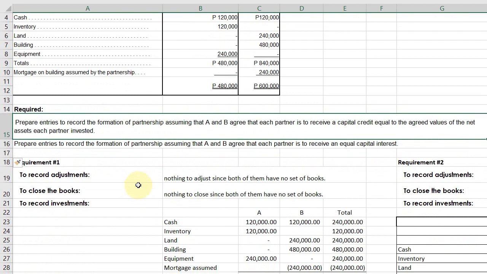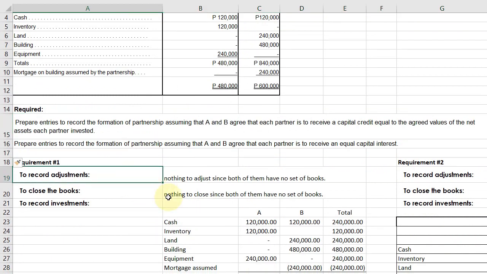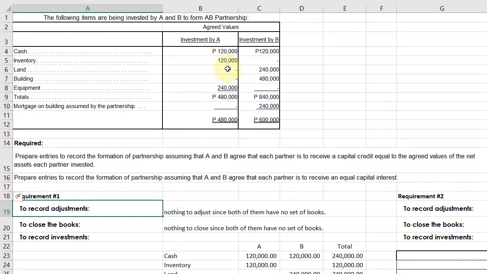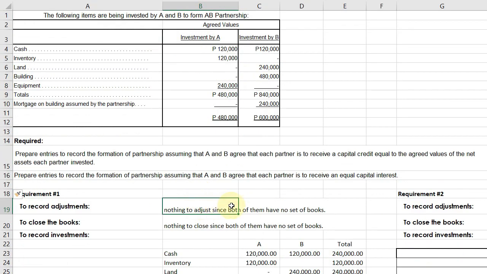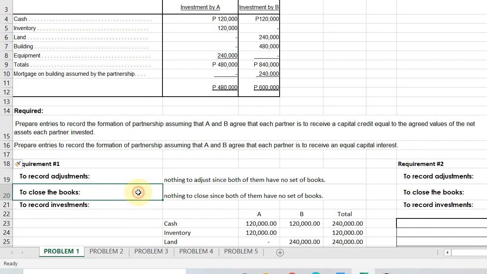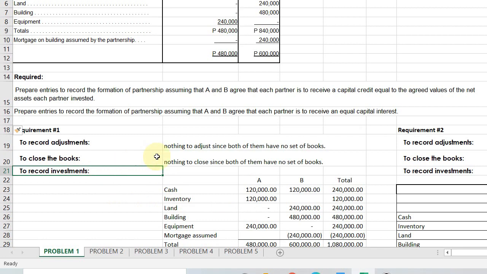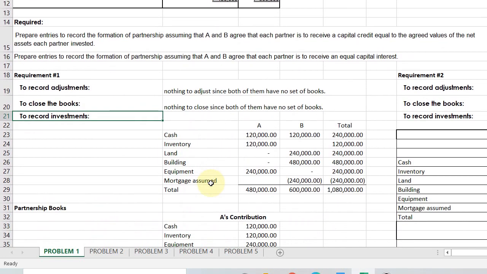Okay, first, we are supposed to record adjustments. However, as you can see, they are individual and individual. As we have read in our guide, when it is individual and individual, they don't have books yet. Okay, so there is nothing to adjust. Then, to close the books, nothing as well, because they don't have books. Now, we record the investments. Okay? So this is the usual format.